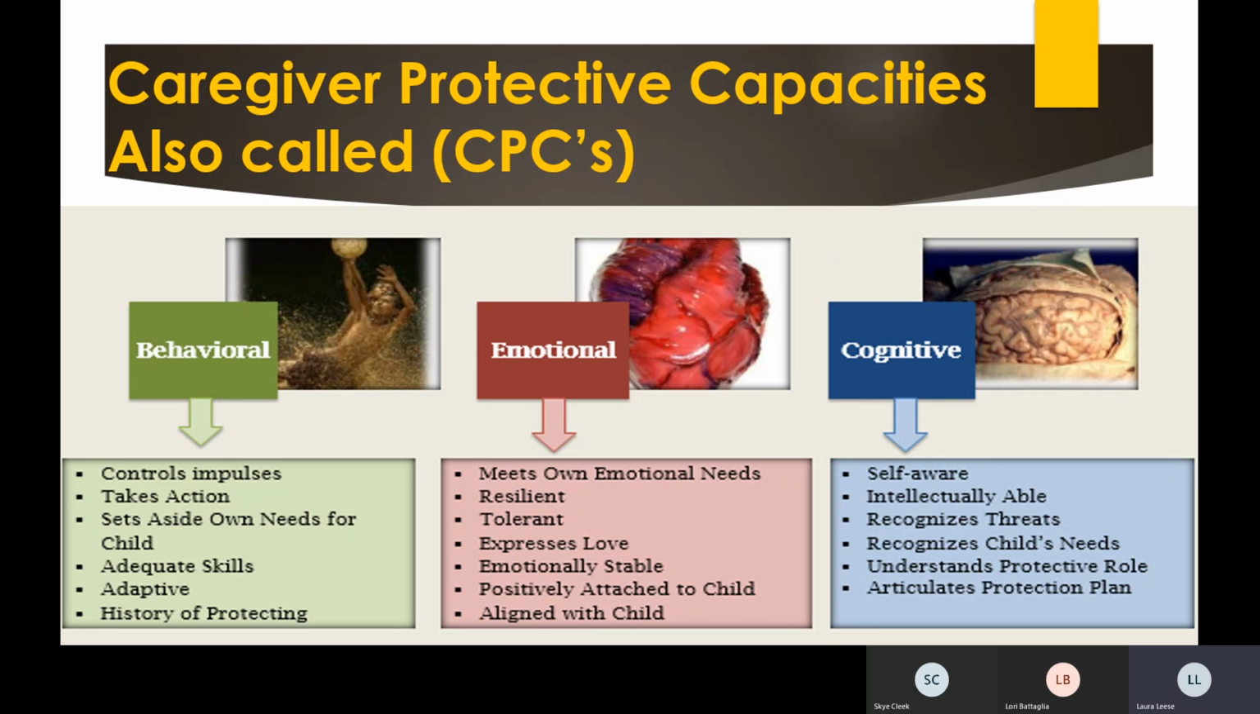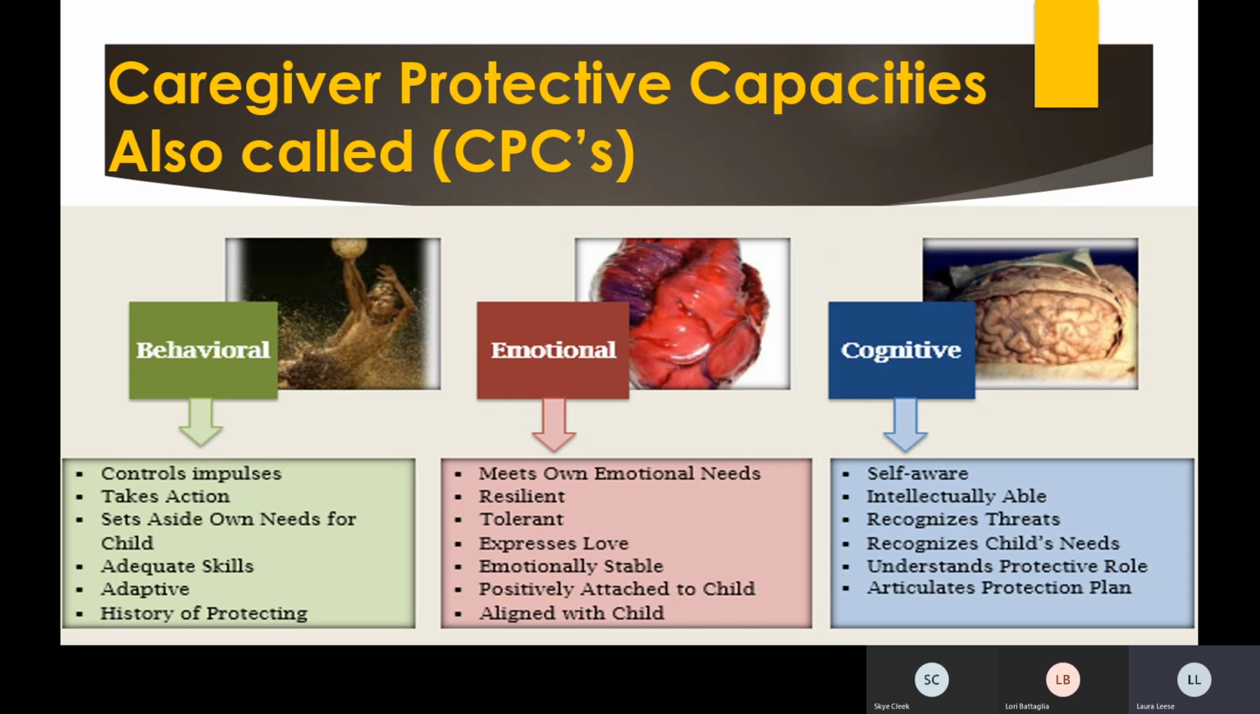The third one is cognitive, and this talks to the caregiver protective capacities on how they are thinking. So the first one was behavioral, how they are acting. The second one is emotional, how they feel. And the third one is cognitive, so how are they thinking? And again, with respect to the protection of their child.